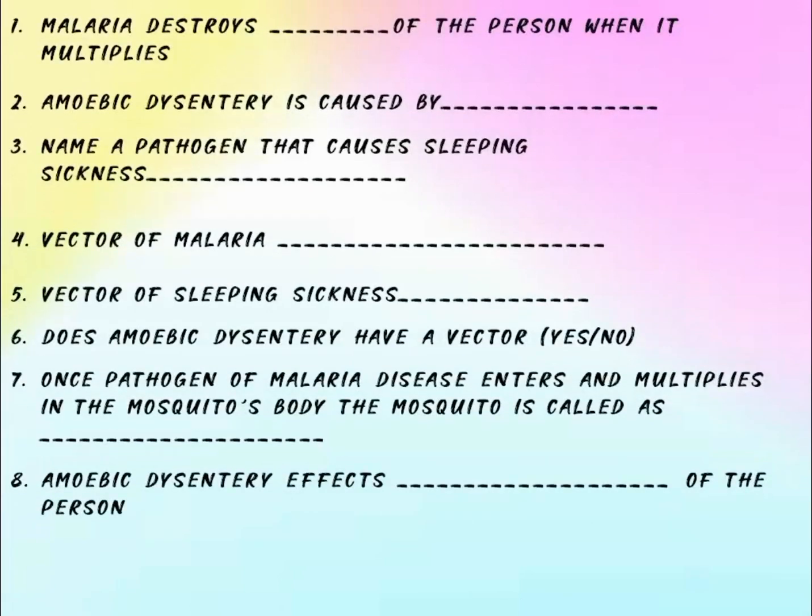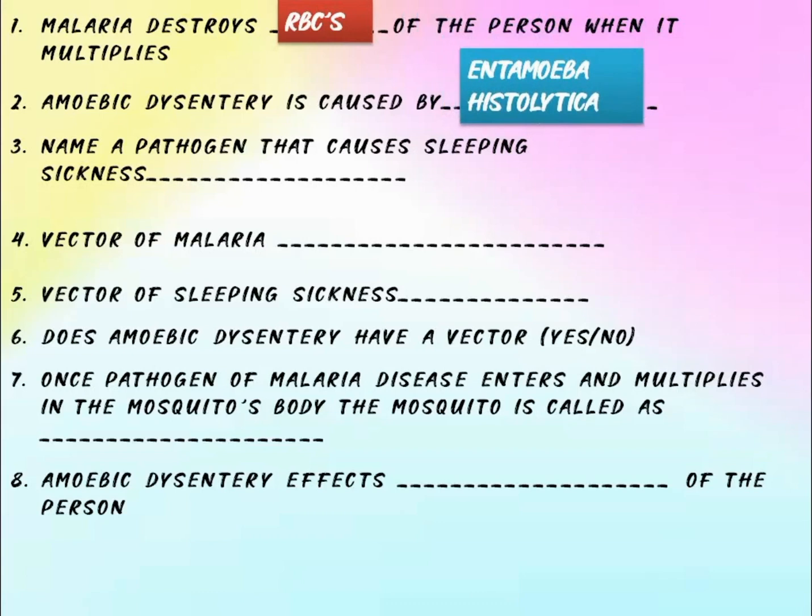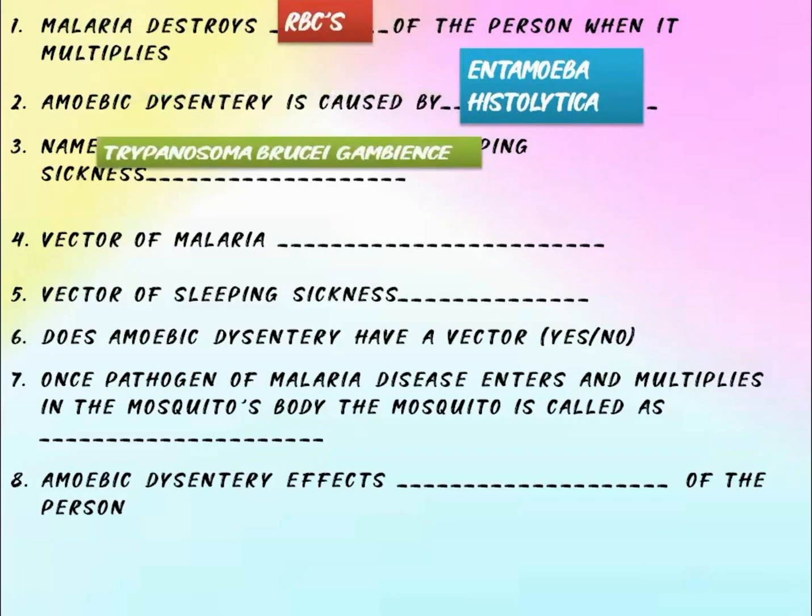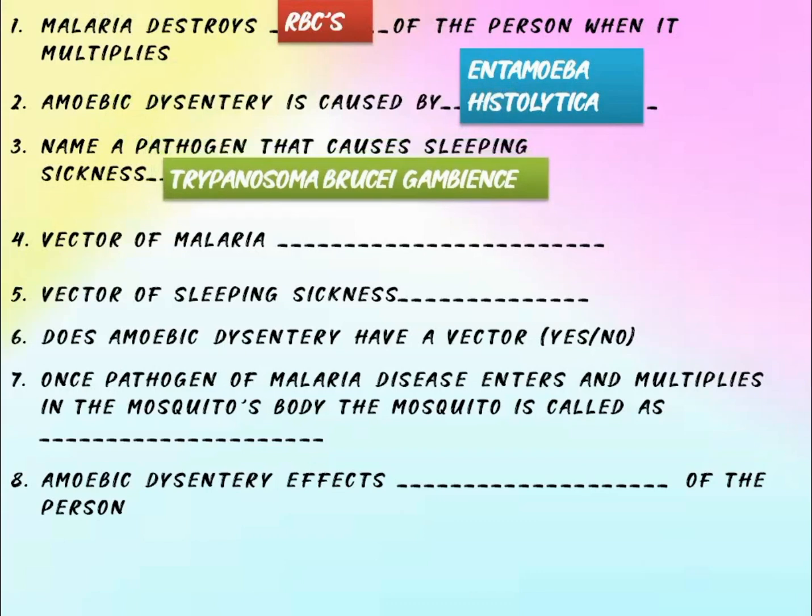So let's take a small quiz. So first one. Malaria destroys dash of the person when it multiplies. As I said before, malaria destroys what? It destroys RBCs of the person, right? So second one. Amoebic dysentery is caused by, we studied in before lessons also. It is nothing but Entamoeba histolytica. So third one, name a pathogen that causes sleeping sickness. Again, it's nothing but Trypanosoma brucei.